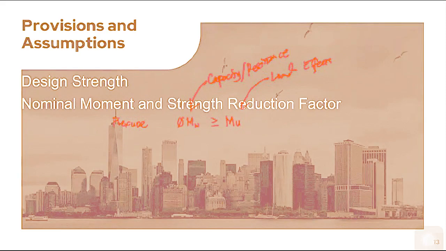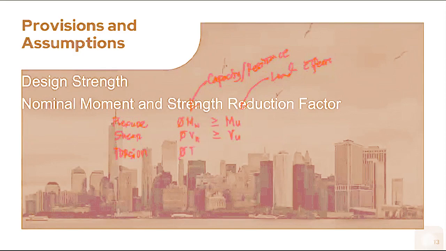So dapat si nominal moment factored by your phi must be greater than or equal to the ultimate moment computed using the factored loads. For shear, which will be discussed also later, ganun din, the factored nominal shear must be greater than or equal to the ultimate shear. For torsion, factored nominal torsion must be greater than or equal to the ultimate torsion. And for axial, the factored nominal strength of your column must be greater than or equal to the ultimate strength of your column or axial force.